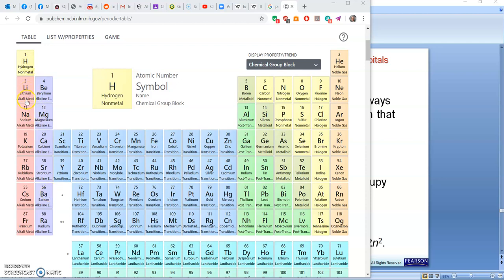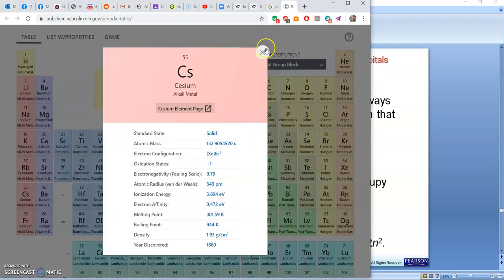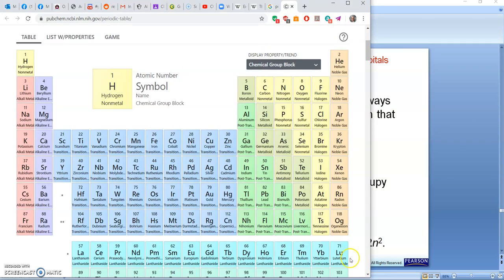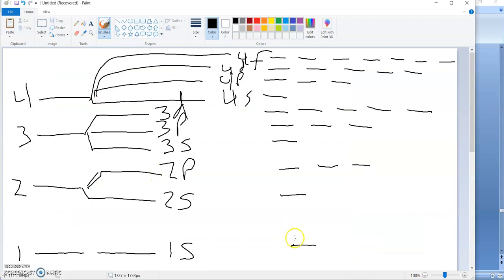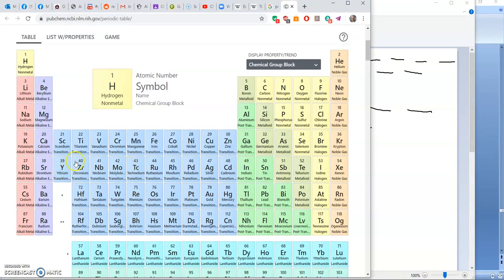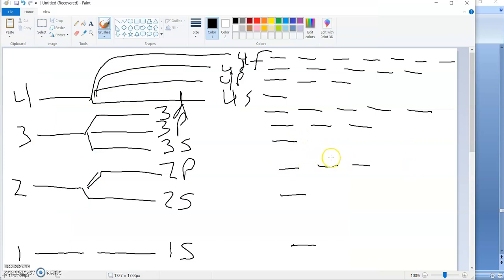Another thing to look at, as I started saying before, notice these columns right here that kind of stick up. There's 2 of them. There's 2 columns. Why 2? Because S's hold 2. Those are always going to be filling S's. Now, if you look here on this side, notice it's 6 across. 1, 2, 3, 4, 5, 6. Why 6? Because P's hold 2, 4, 6 electrons.